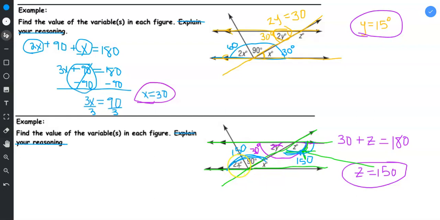So 2 times x we said was 60, and 60 plus 90 does equal 150. So that's another check there for us.